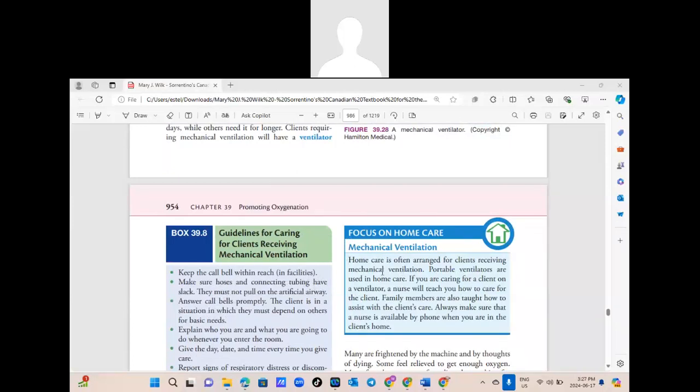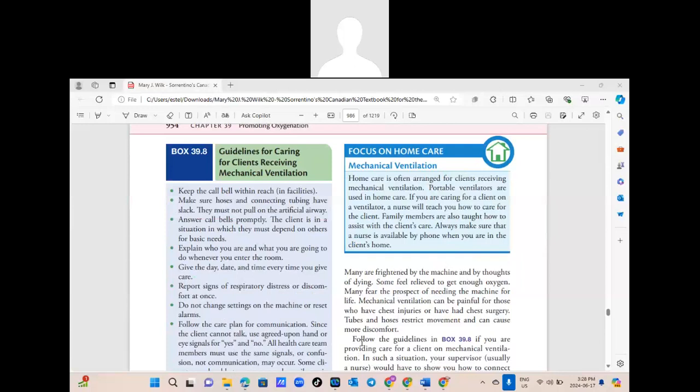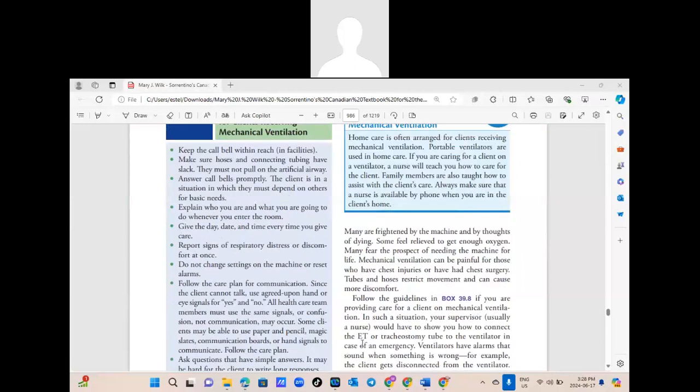Okay, so mechanical ventilation in home care. Home care is often arranged for clients receiving mechanical ventilation. Portable ventilators are used in home care. If you are caring for a client on a ventilator, a nurse will teach you how to care for the client. Family members are also taught how to assist with the client's care. Always make sure that a nurse is available by phone when you are in the client's home, just in case you need to do some troubleshooting.